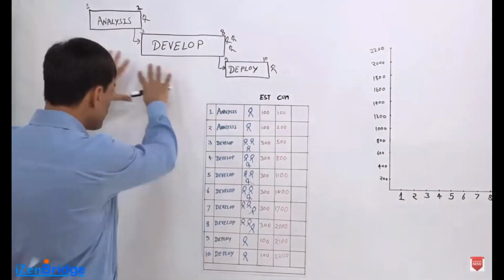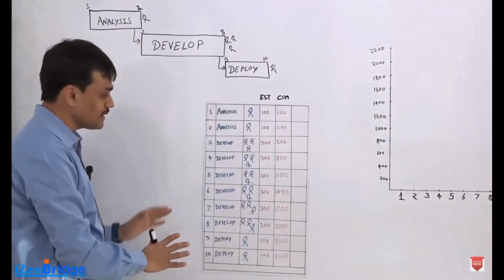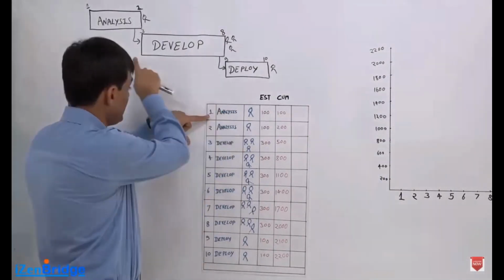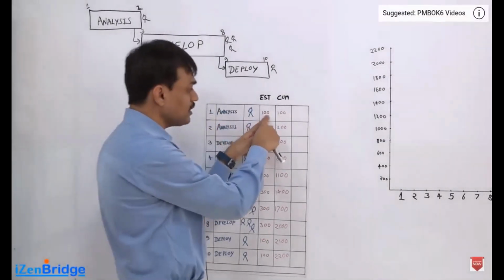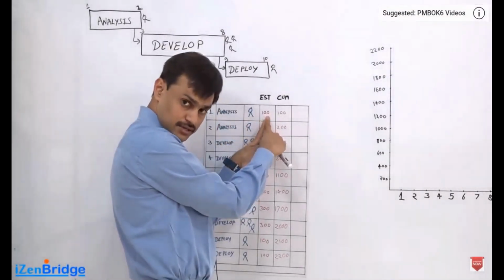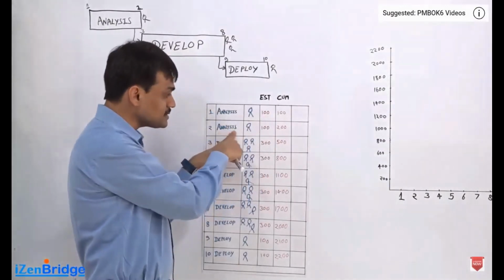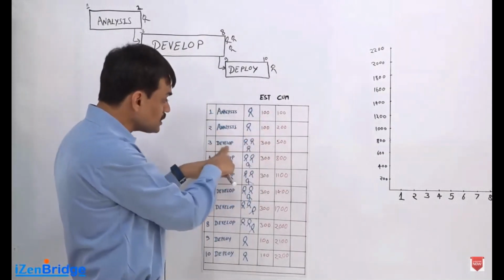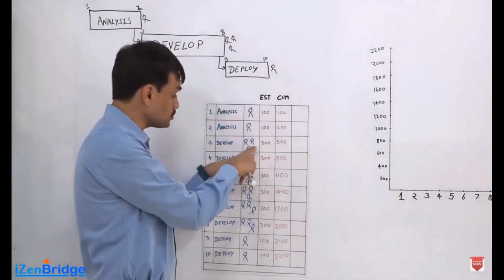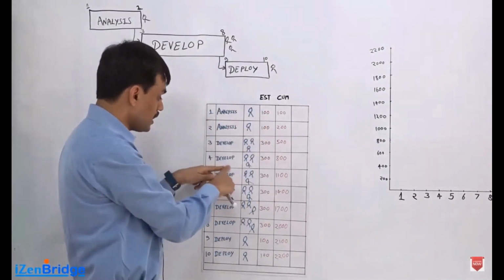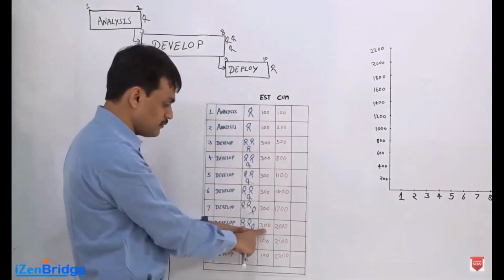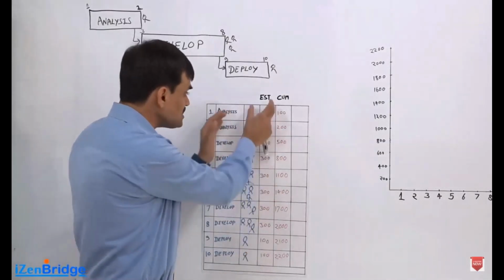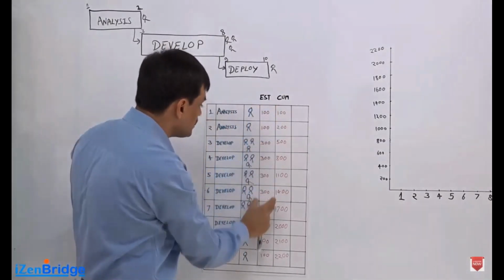If I put this information into a tabular format, I have days from 1 to 10. On day 1, one person is working on analysis and I'm spending 100 rupees because the rate for one person is 100. On day 2 also, one person is working and I'm putting in 100 rupees. On day 3 I'm doing development, so I'm putting in 300 rupees because there are 3 developers. Again day 4 development 300, and till day 8 we are spending 300, and when we deploy we are spending 100 and 100. So this is an estimate per day for this particular project.